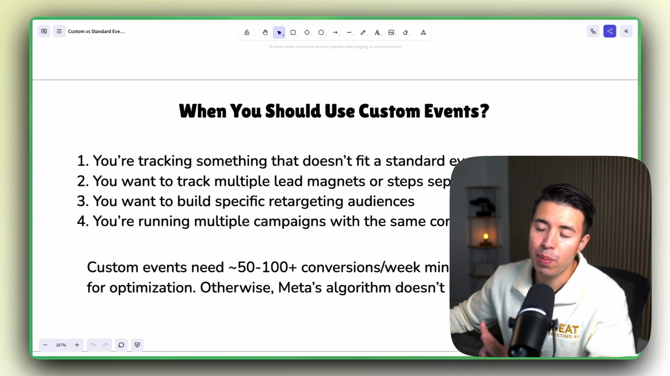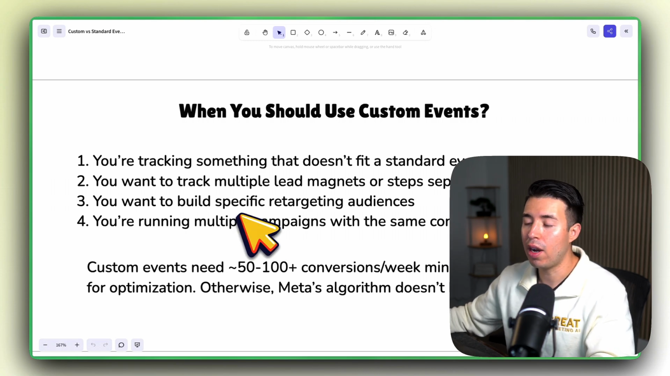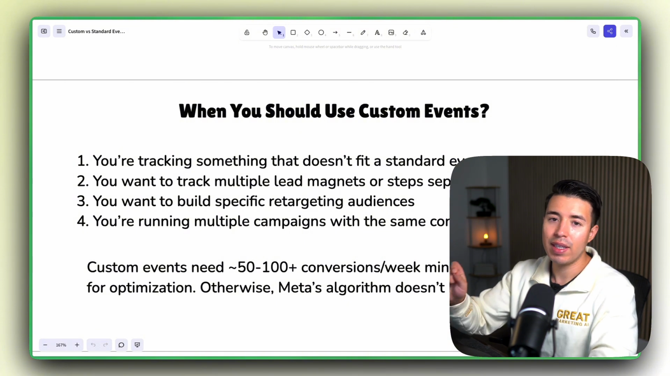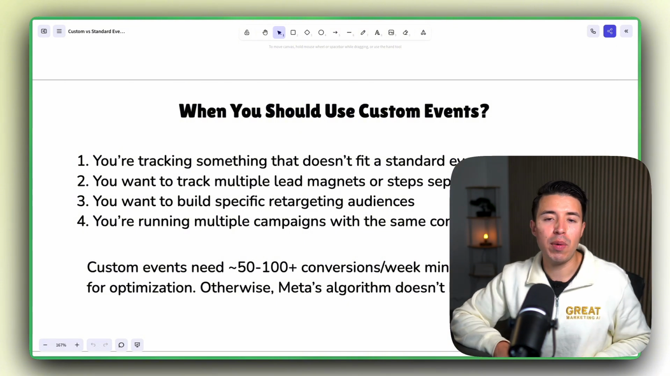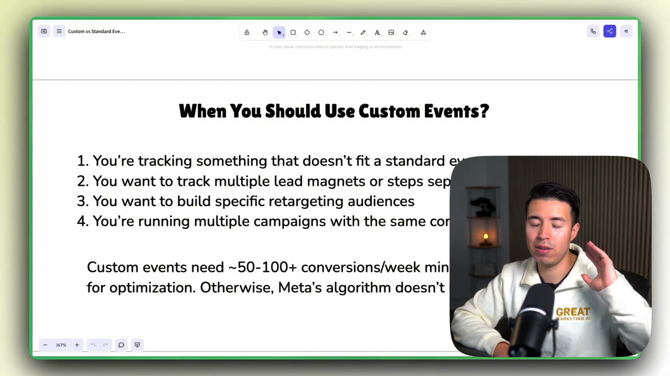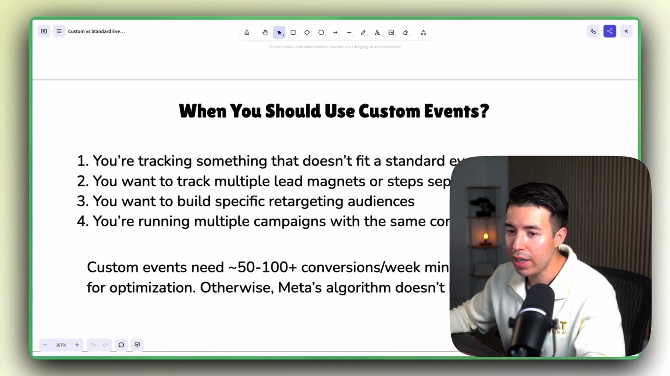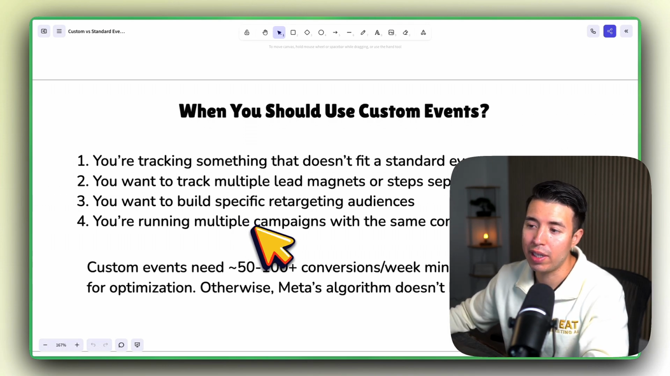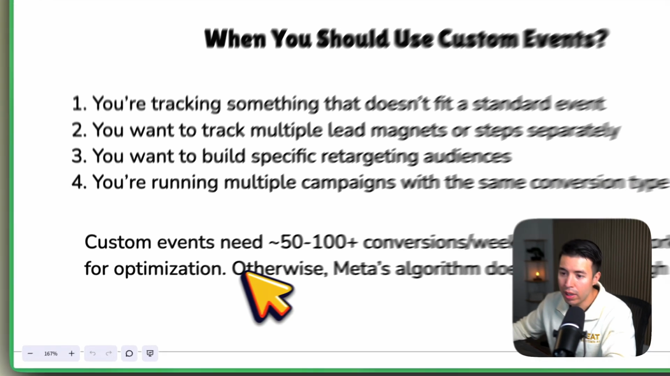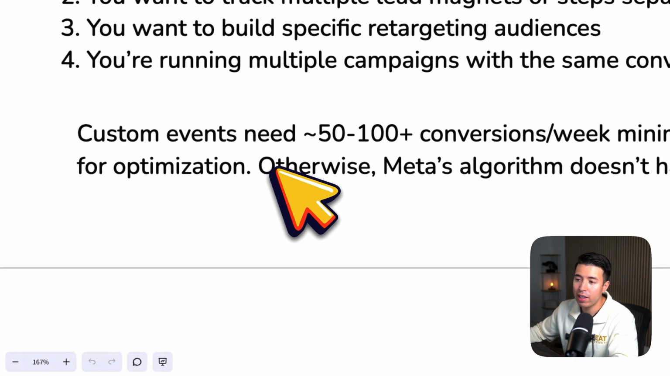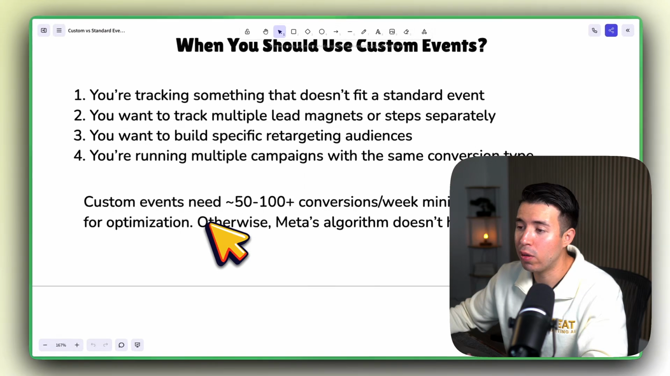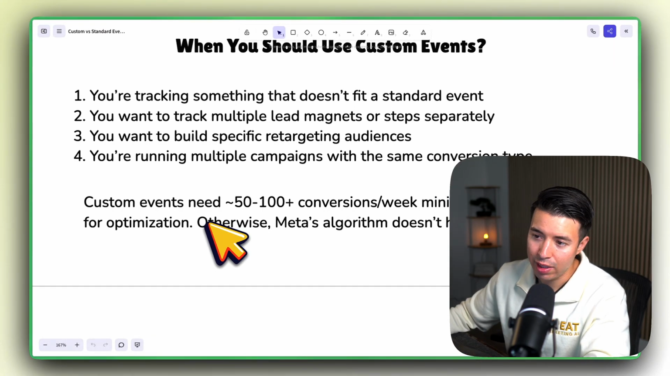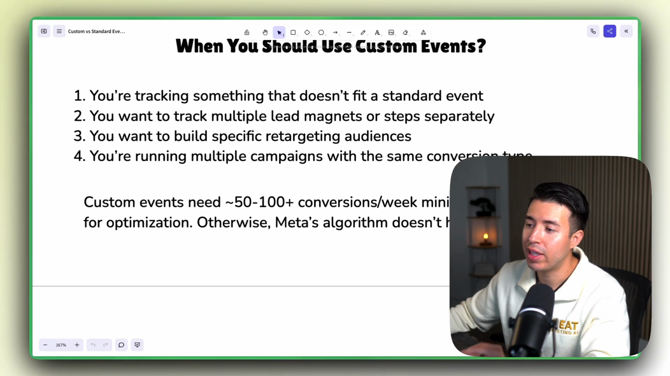Number 3, you want to build specific retargeting audiences for specific lead magnets. In that scenario, I want to retarget only people who downloaded lead magnet A. And number 4 is you're running multiple campaigns with the same conversion type, right? Custom events need 50 to 100 conversions a week in general to work well for optimization. Otherwise, Meta's algorithm doesn't have enough signal.